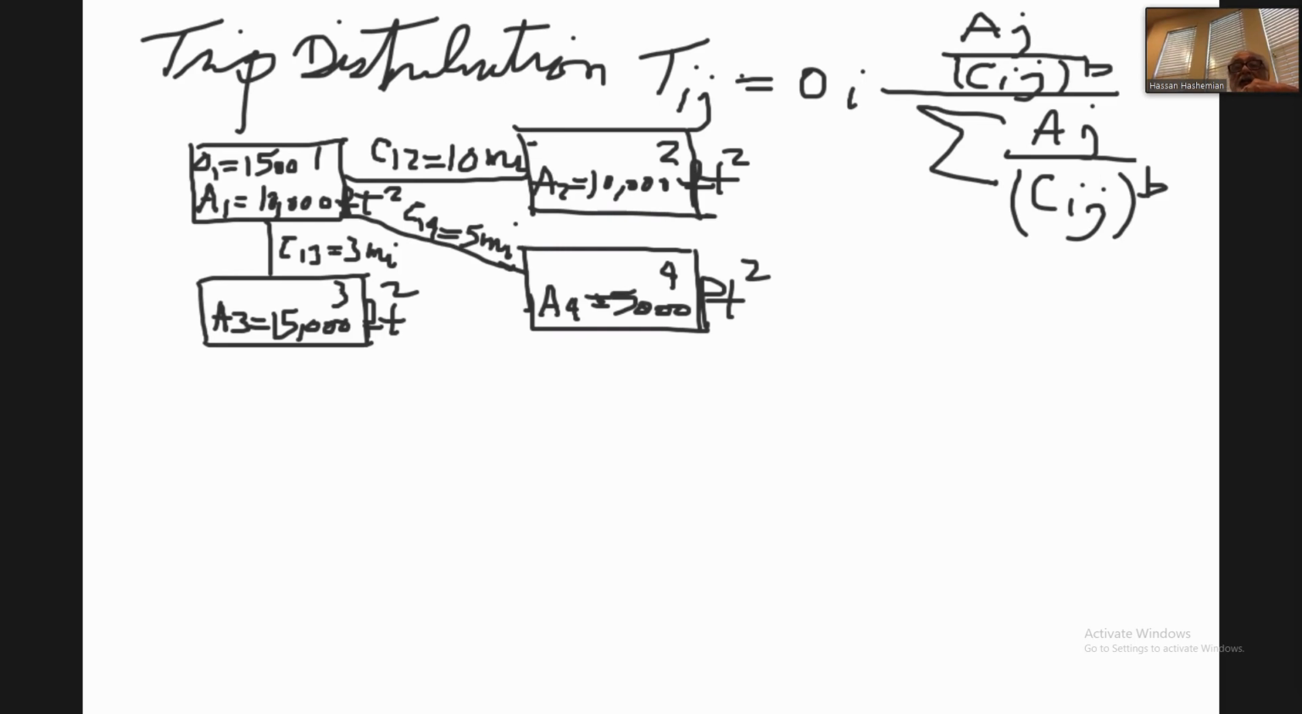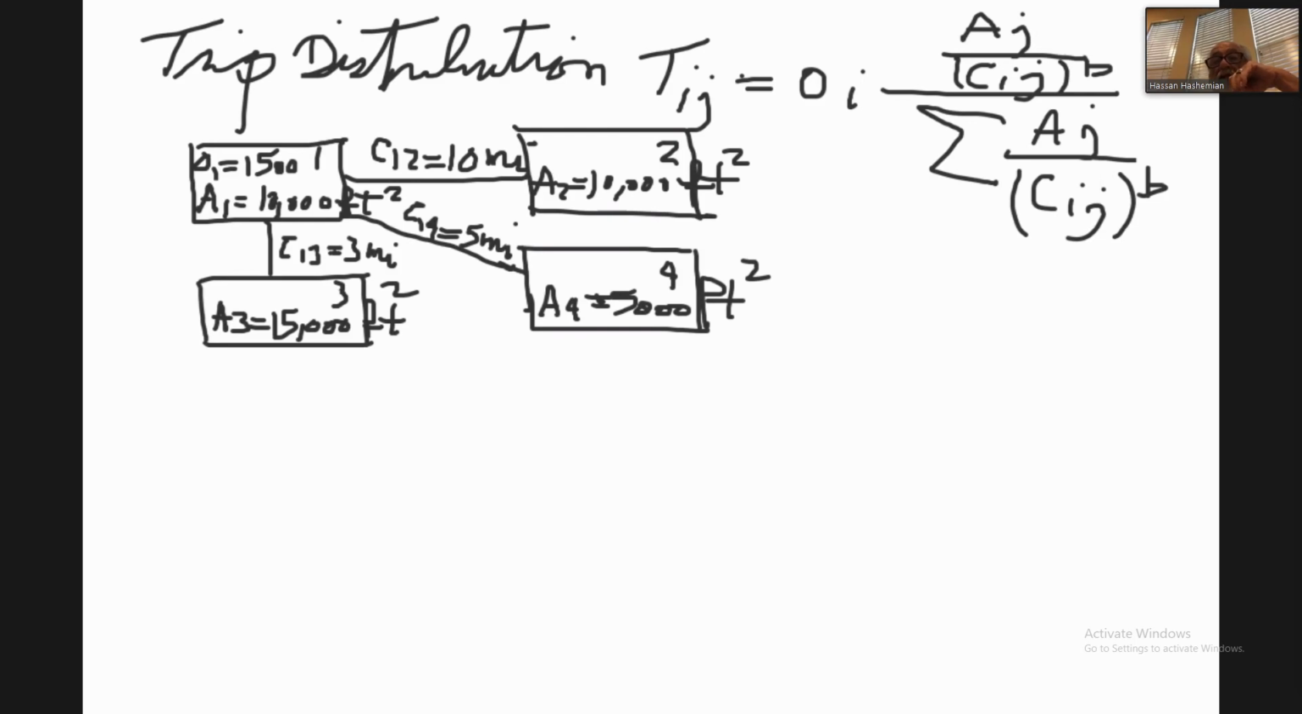Now the question is, out of these 1,500 trips that want to go shopping, how many of them would like to go to the first shopping center in zone 1? How many people want to go to the second shopping center, which is zone 2? How many want to go to zone 3? How many want to go to zone 4? So that's the question. We want to distribute the 1,500 shopping trips among the 4 zones.